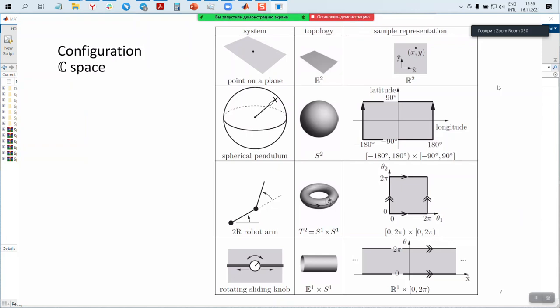So here you can see a system, a point on a plane. This is a small point, and it is able to move along the x-axis and y-axis. So you have 2 degrees of freedom, right? And you have two parameters, two numbers, x and y. So you have the same amount of numbers as degrees of freedom.